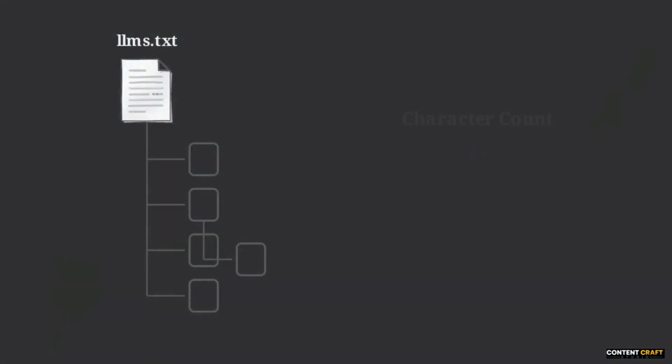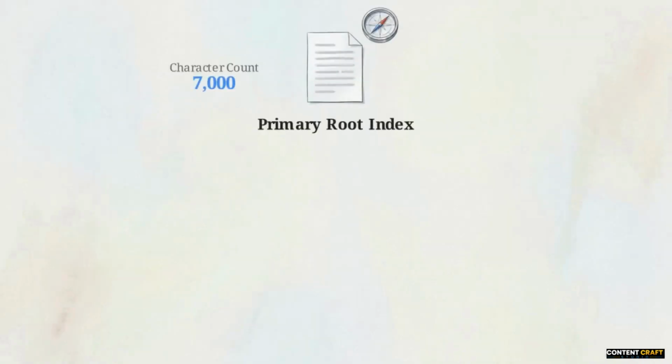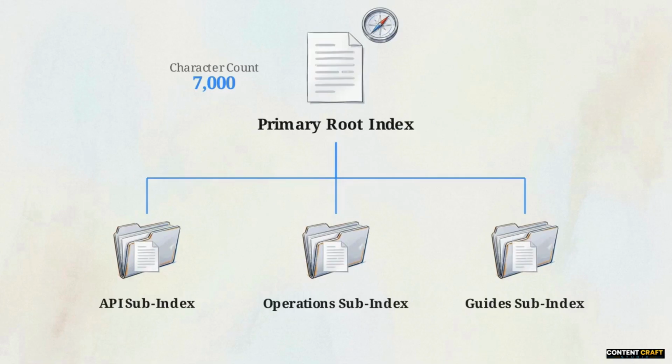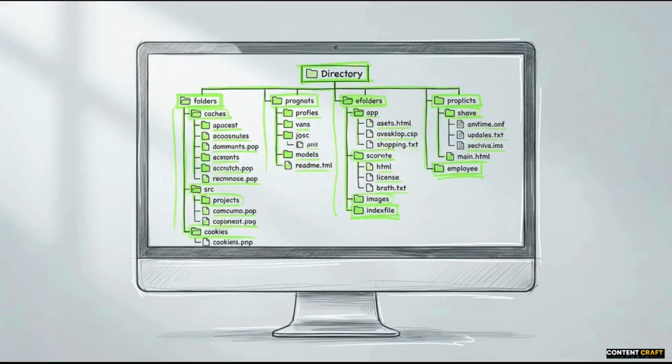This visual represents the primary constraint, a 50,000 character limit. If exceeded, the AI abruptly truncates the file, guaranteeing retrieval failures. The workaround is using subindices. By nesting heavy directories into secondary text files, the primary root stays safely under the limit. Adhering strictly to this character budget guarantees that an external crawler can map the entire logical structure of your product without running out of memory.